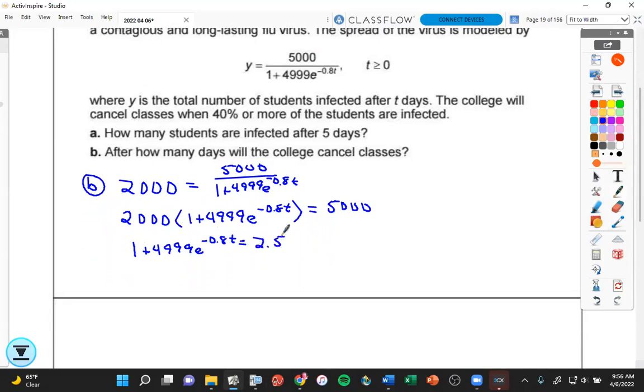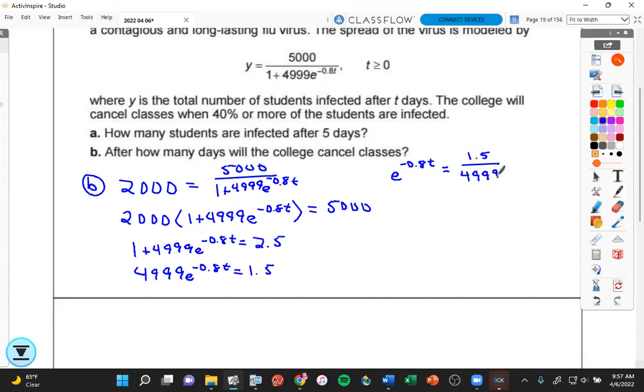And then? Not yet. Subtract 1. 4,999 e to the negative 0.8 t equals 1.5. Divide by 4,999. E to the negative 0.8 t equals, I don't feel like doing that division, 3.00060012 e to the negative 4. I'm going to leave it like that.